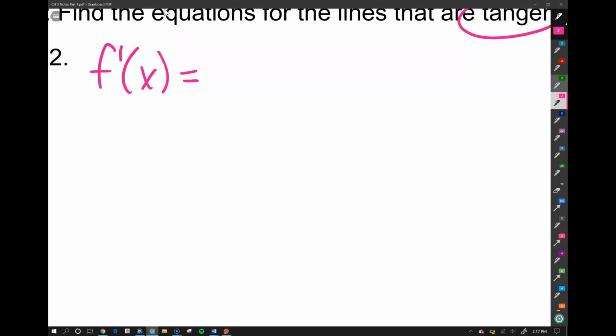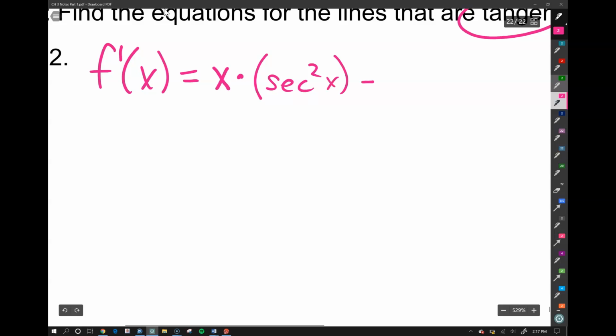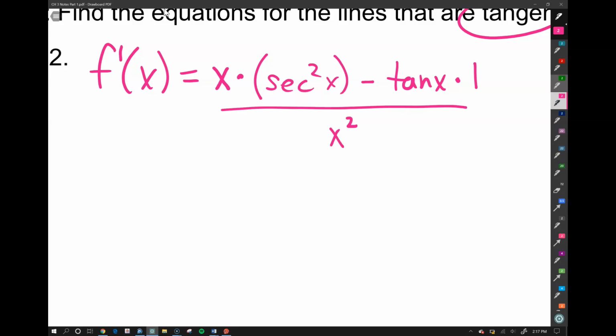So I'm taking low, d high, so low is x times d high. What's the derivative of tan of x? Secant squared x. Okay, minus high, d low, so high is tan x, what's the derivative of x on the bottom? 1. Cross the line and square the low. All right, can I simplify this at all?